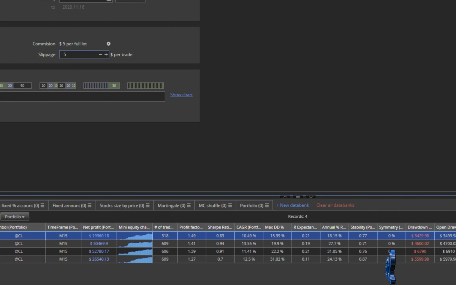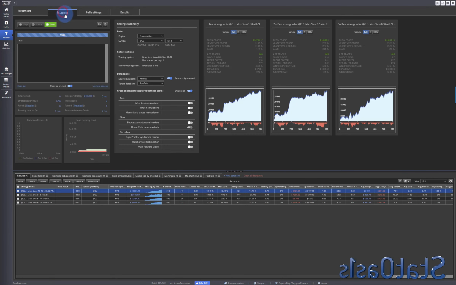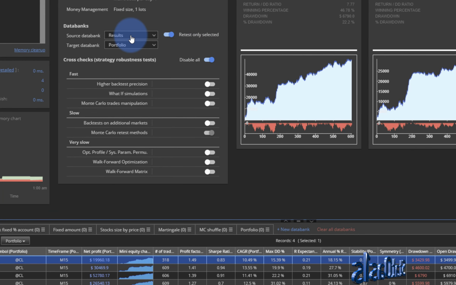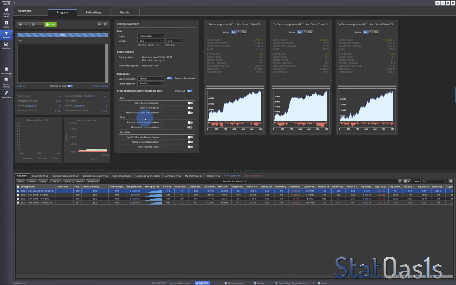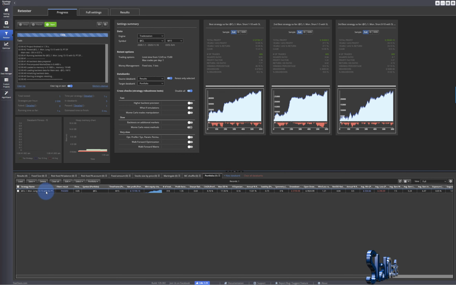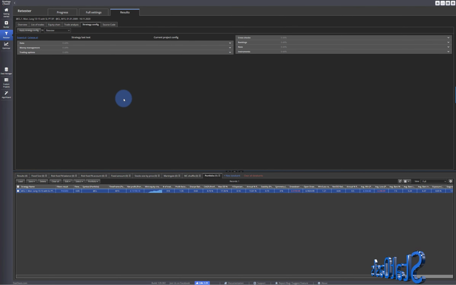So I loaded this. I just added the slippage, and now I will test it again. So I will test the selected one, retest only selected, from results, put it in portfolio. This is just a bank that I put in. So let's start, and it should show up here. And now this is the test. This is now the strategy tested, and this is including commission, and I can check.